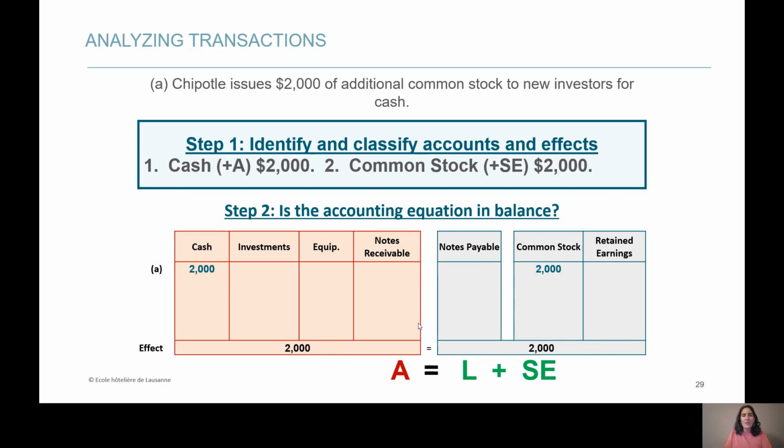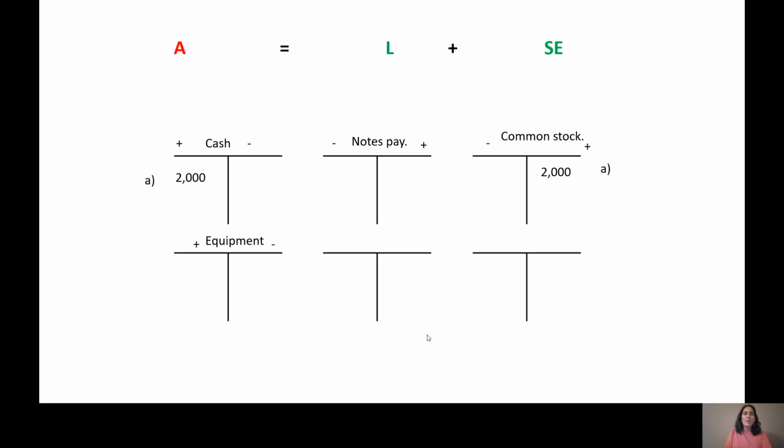You recognize the transaction that you have analyzed in the past. Cash increases because the company has issued 2,000 of additional common stock, and common stock increases as well. How am I going to record this in my T accounts? I increase my cash account by 2,000. This is where I put my 2,000. And I increase my common stock by 2,000. I put it on the right-hand side of my T account because of my rule, right, left. So this is how you analyze a transaction using T accounts.